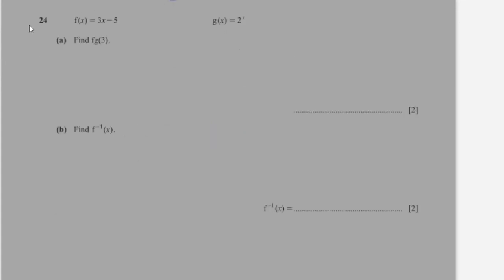Question 24. f of x is equal to 3x minus 5, g of x is equal to 2 raised to the power of x. A. Find f of g of 3. So first we substitute 3 in g of x, so we have 2 to the power of 3, that is equal to 8. Now we substitute this 8 in f of x. So we have 3 into 8 minus 5, which gives us the answer as 19.